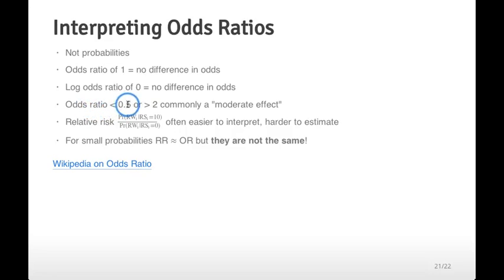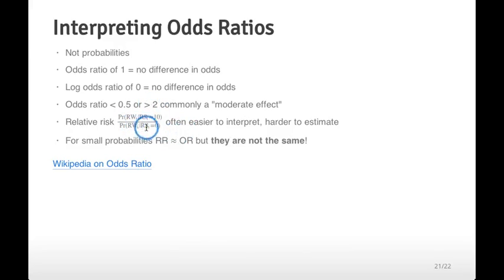An odds ratio less than 0.5 or greater than 2, in other words, if the odds are twice as big in one direction or the other, is kind of considered a moderate effect, just to orient you to what a moderate effect normally is. This, of course, varies hugely by the field that you're considering. So this is more like a very vague rule of thumb just to get your head around it, but you should definitely consider the problem that you're working on and what matters.